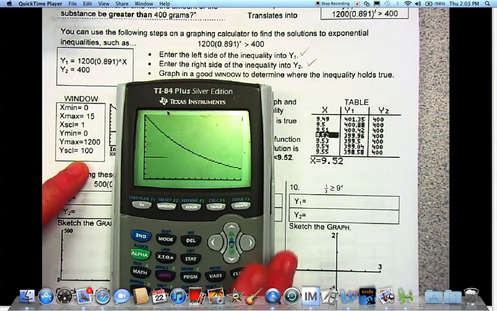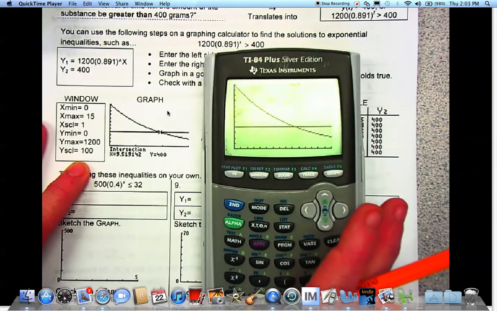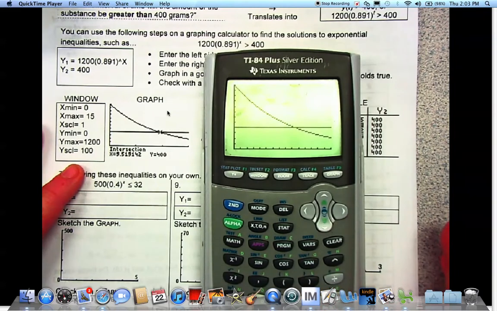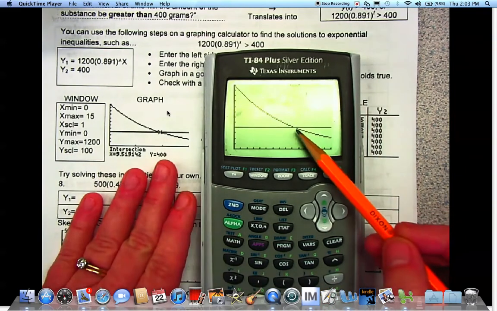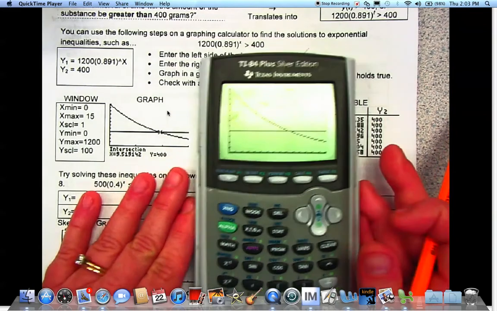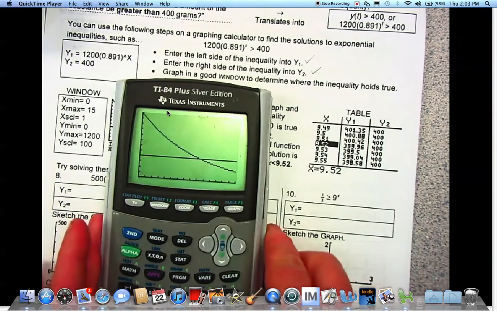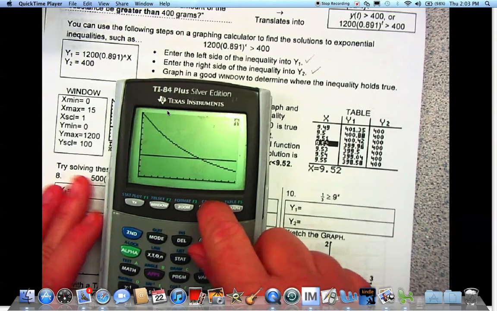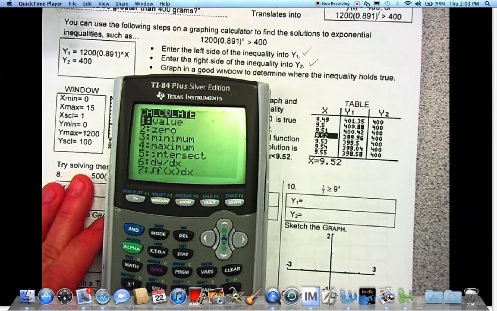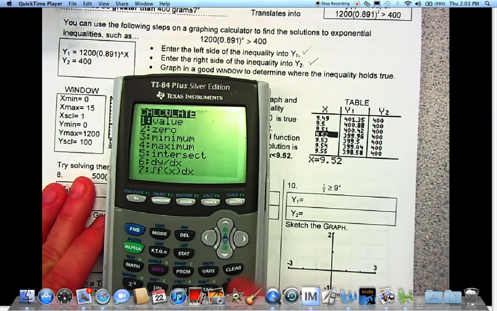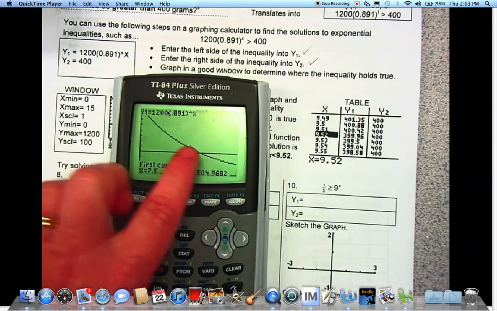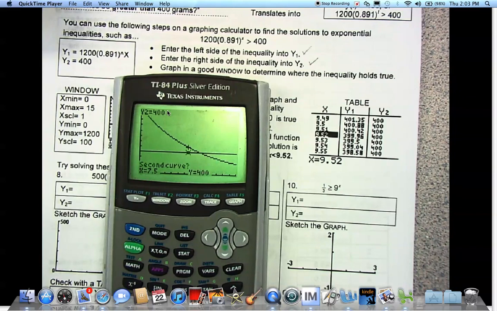All right, it looks just like it, doesn't it? Now we're going to find the intersection where they cross. Second trace, or calc, number 5. Everybody do it. Second trace, number 5 is intersect. And because there's only one intersection, you can just hit enter 3 times. And look at that, he was really close, wasn't he?